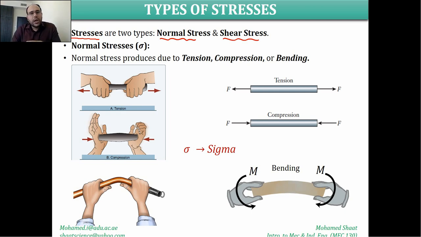Make sense? So if it is a tensile force, the tendency of this force is to stretch the bar, to stretch the object. So it will produce a stress. What is the type of this stress? It is a normal stress.